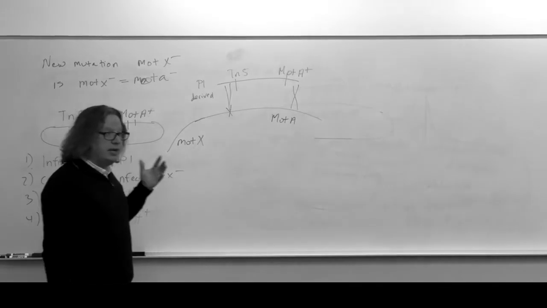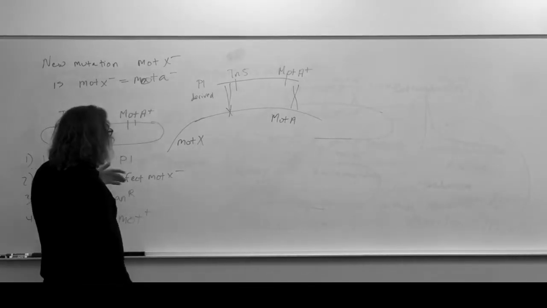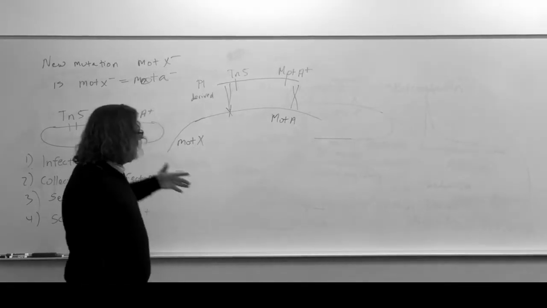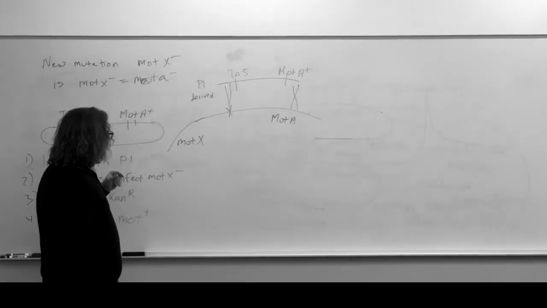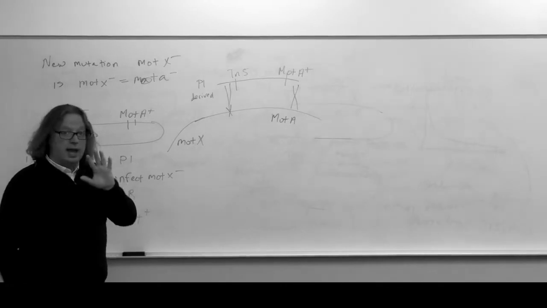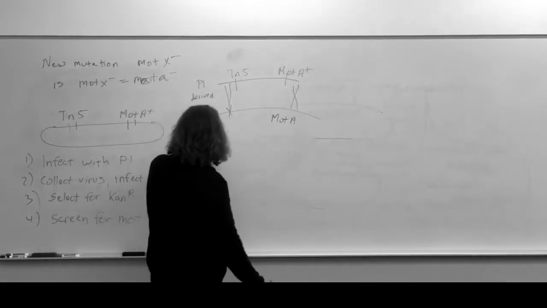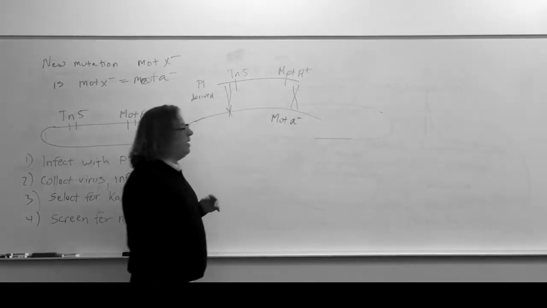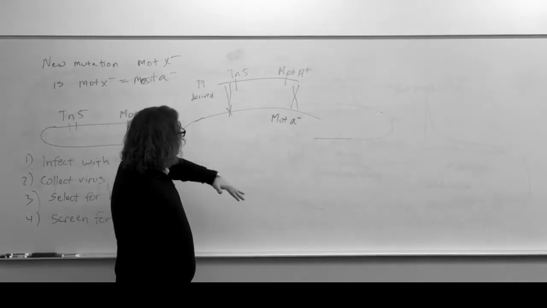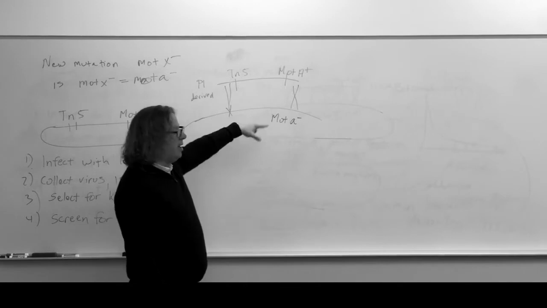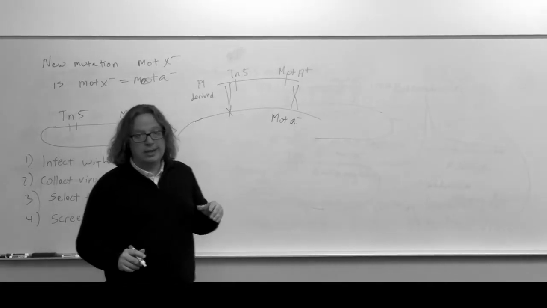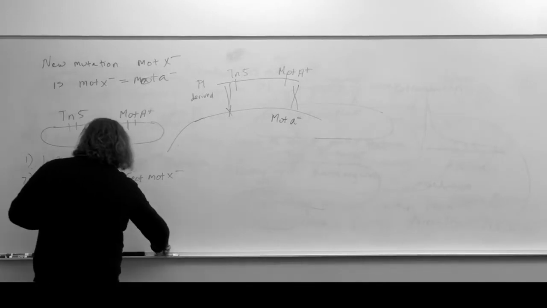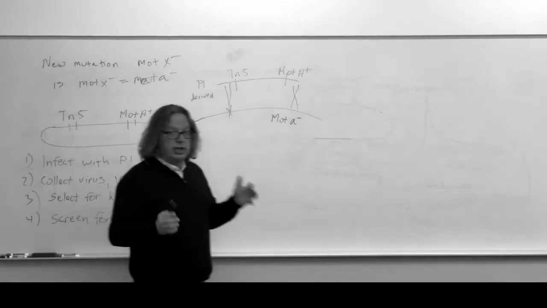So this provides a strategy to determine whether a new mutation is a mutation in a gene that we've already established or we've already mapped next to MOT A. Now, if MOT X is MOT A, then we have essentially a situation where we have MOT A minus. We can have recombination that then brings in MOT A plus into this MOT A minus locus and restores function. So it's a way of looking at gene identity.